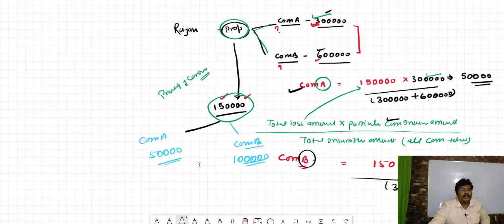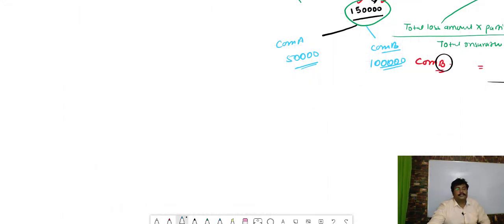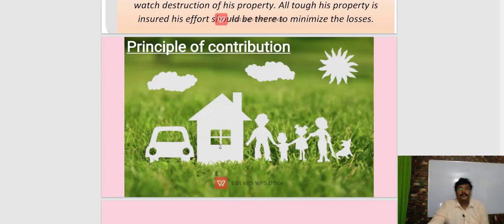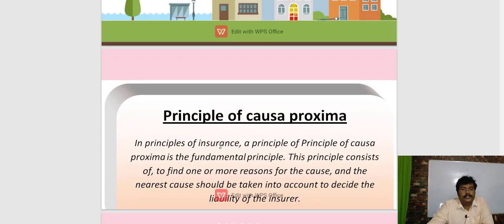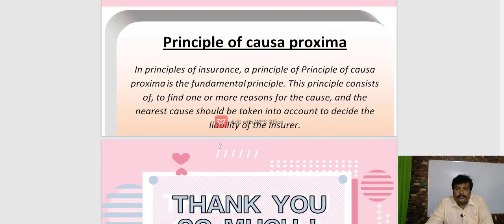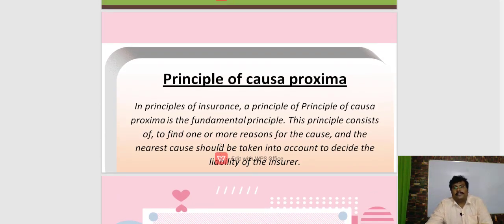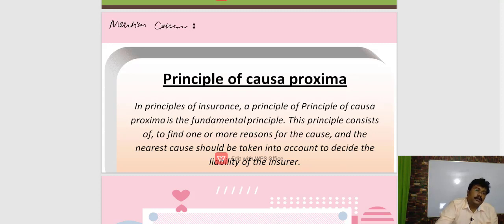And now back to the topic. Just a minute. Okay, so we have the principle of contribution, and next is the principle of causa proxima. The principle of causa proxima is very simple. The name is there, causa proxima. The insurance company will give you the amount only in that case when the mentioned cause is there.